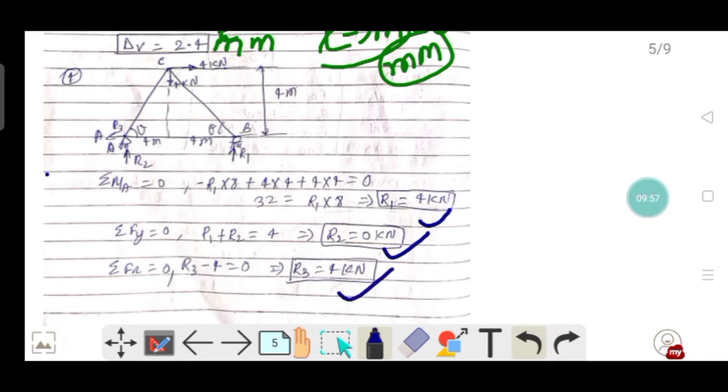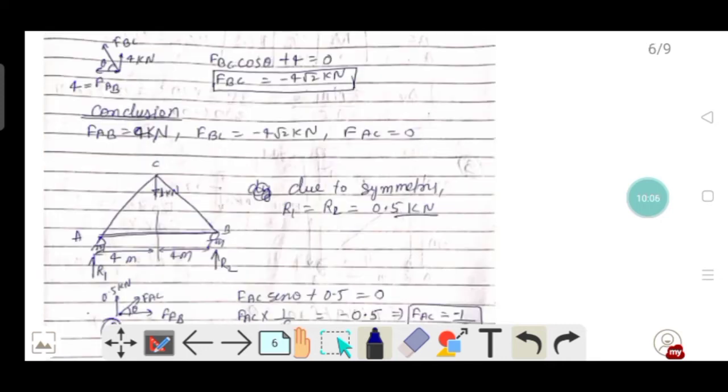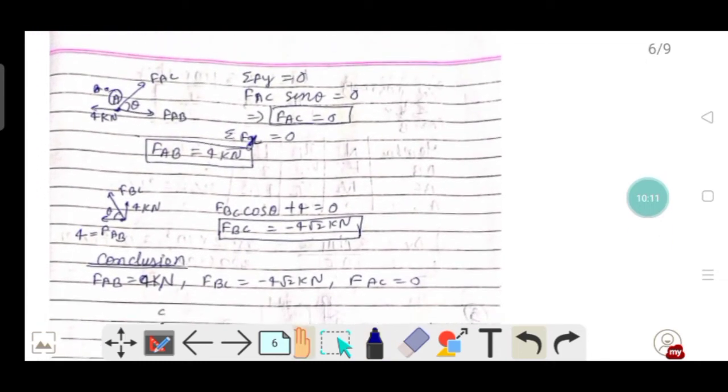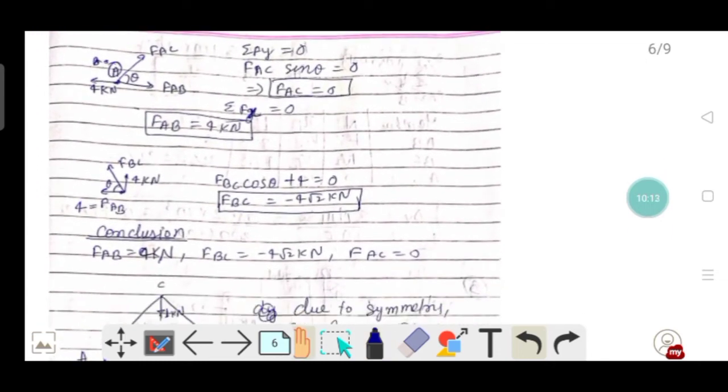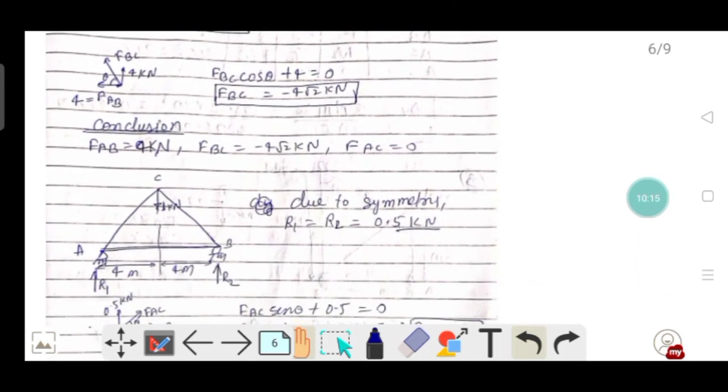Now to calculate the member forces, we have to write the equilibrium equation of each joint. So here we write the equilibrium equation of each joint and calculate the member force in each of the members. Now this is the conclusion, meaning these are the reaction forces and these are the member forces that we got after applying the equilibrium equations at each and every joint.